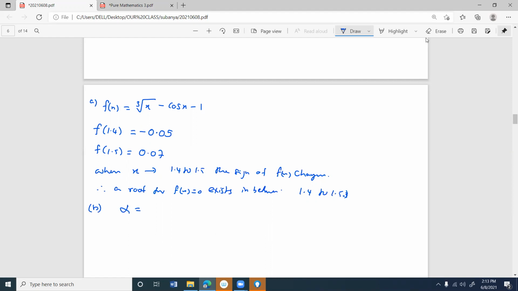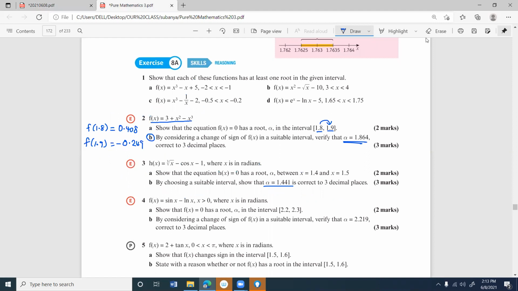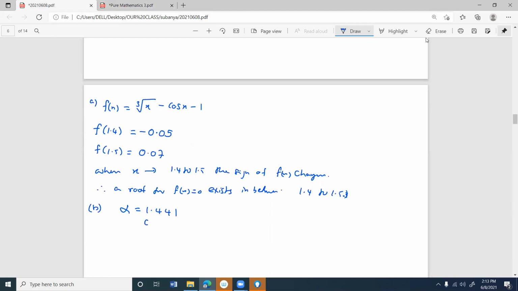Then part B: we need to show that the root, alpha equals 1.441, is correct to 3 decimal places. In that case, we take 0.0005. Add it and get 1.4415. Subtract it and we get 1.4405.